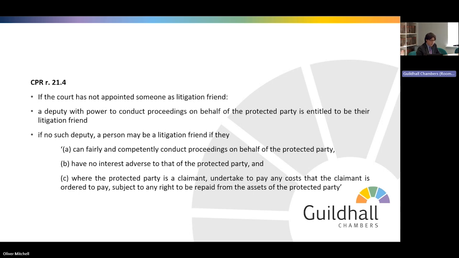Rule 21.4 refers to the appointment of a litigation friend. There are two ways to have a litigation friend appointed, either with a court appointment or without a court appointment.